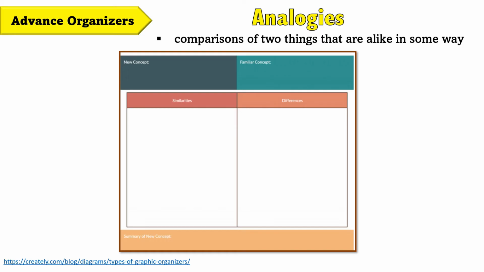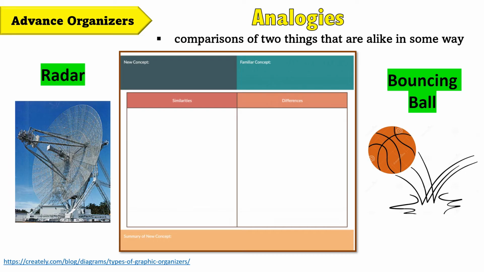For example, in one study, 2 groups of students were each given an article about how radar works. The first group's article started with a short analogy comparing radar to a ball bouncing off a wall. The second group's article didn't have an analogy. When tested on how well they'd understood, the group that read the article with the analogy did better. They used what they already knew about how a ball bounces to understand how radar works.